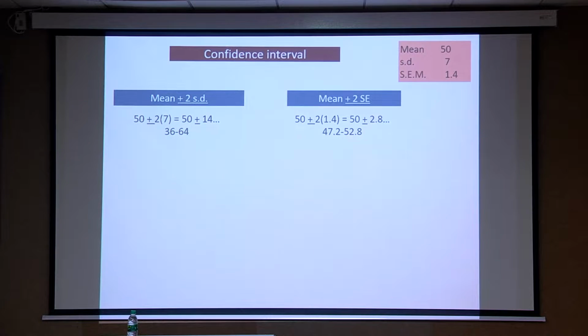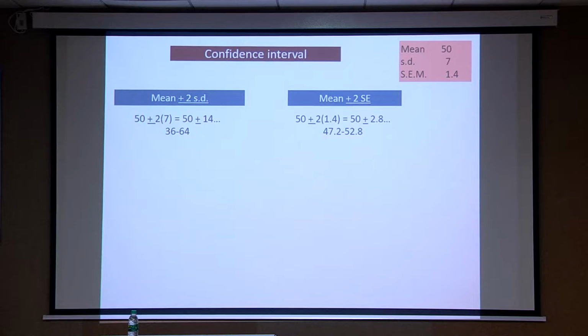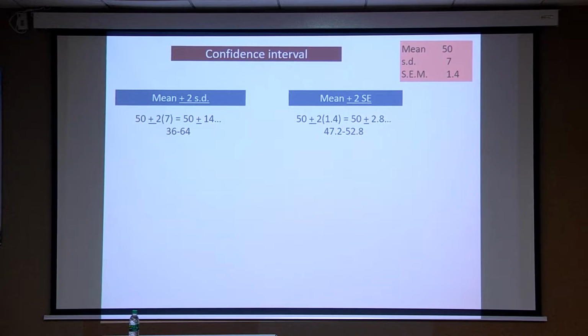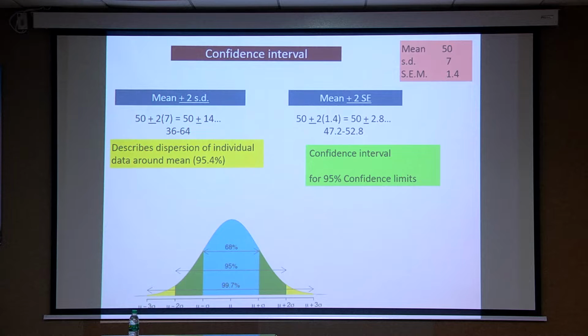So from the study, if we apply mean plus or minus 2 standard deviation, the standard deviation was 7, so the range is coming to be 36 to 64. When we apply 2 standard error to the mean, the standard error was 1.4, so the range is coming to be 47.2 to 52.8. What does this signify?